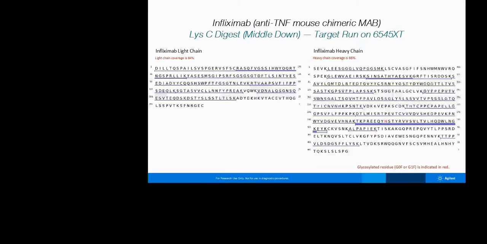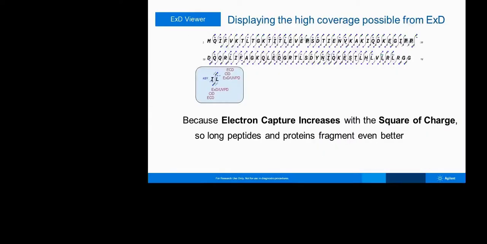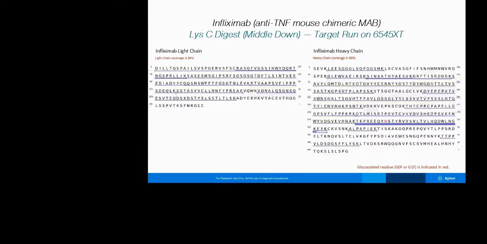This program is in a set of features that lets you examine spectra, and I'm doing this with a middle-down workflow. One of the things I forgot to mention is that with ECD, working with larger peptides and in fact entire proteins is actually better, because electron capture increases with the square of charge. So long peptides and proteins fragment even better. We're showing this with Lys-C digests. And here's a digest with sulfhydryls reduced, and we're generating fragments that are quite long, and normally you wouldn't be able to analyze with CID.